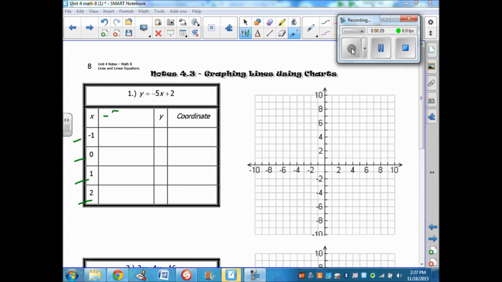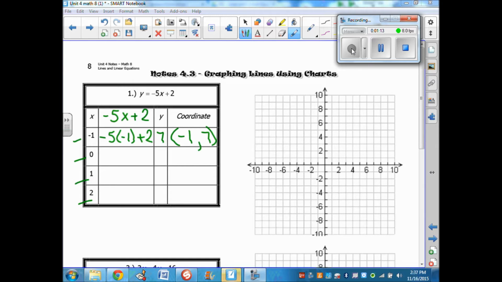In the center here is where I'm going to do my calculations. And then I'm going to come out with a y value, and then I'm going to make it a coordinate, meaning an x paired with a y with parentheses around it separated by a comma. So negative 5, well, what if x is negative 1, plus 2? Negative 5 times negative 1 is 5, plus 2. I got a different column set, that's okay. So negative 5 times negative 1 is 5, plus 2 is 7. So it's negative 1 is my x, and I just came out with a 7.